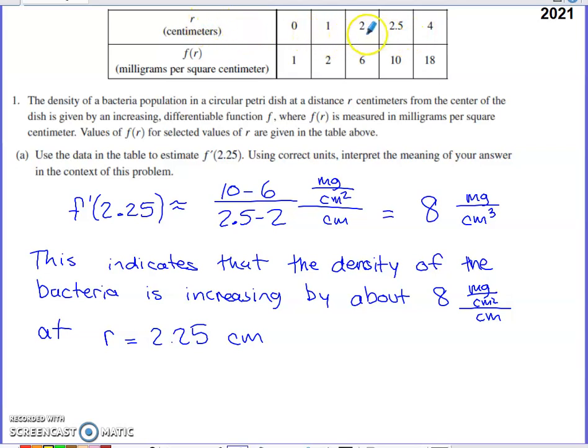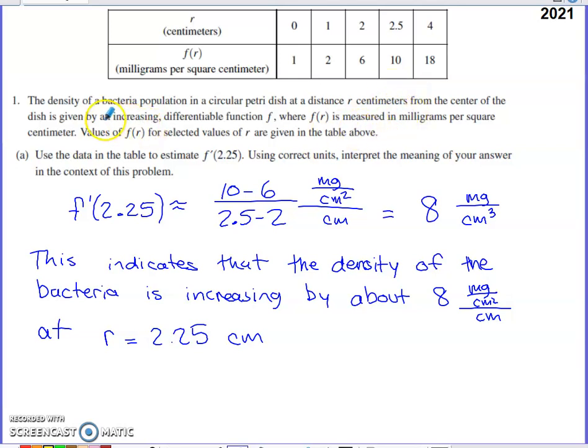We don't have a consistent interval across which r is taken. It'd be nice if it went 0, 1, 2, 3, 4, but then they threw that 2.5 in the middle, so we'll have to be cautious of that as we make our way through some of the pieces of this. And then the function values that we have access to here are milligrams per square centimeter. It seems like density units there across the bottom for the function.